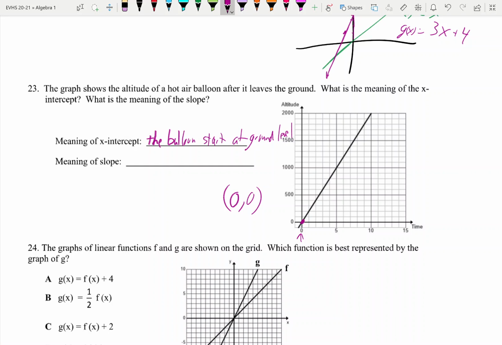Okay, meaning of the slope. So let's see, there's a point that it goes through. We go 5 this way and 1,000 this way. That's altitude. So our slope is going to be altitude divided by time. Well, I guess if there were units here, that would be something like feet per second. So that looks to me like how fast the balloon rises.